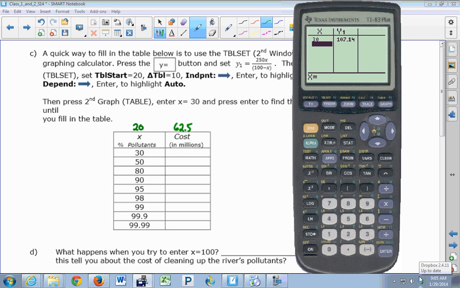So by removing only 10% more, we've gone up to 107.14 million. Okay. Now we don't care about 40. How about half the pollutants in the river?